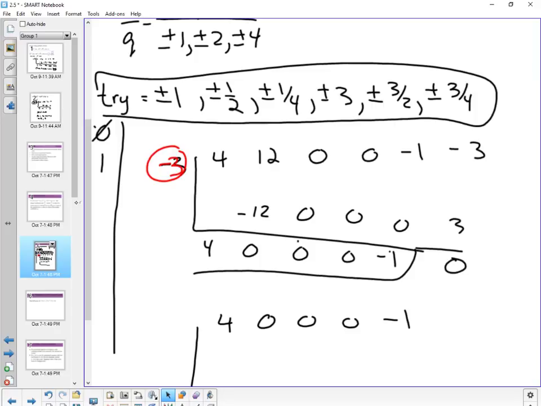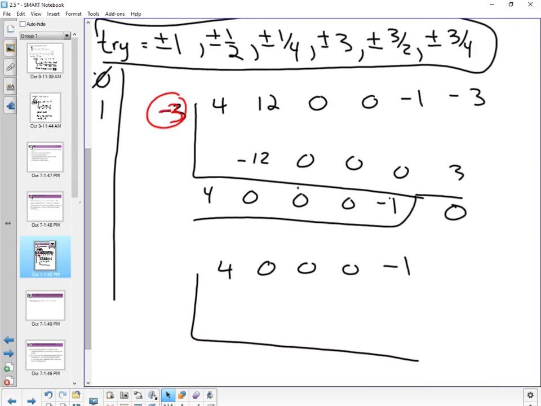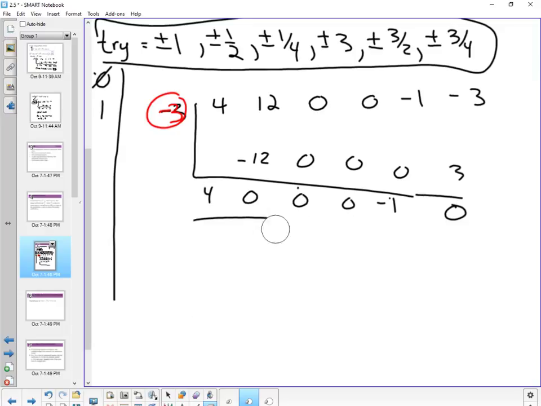You see how 4, 12, 0, 0, negative 1, negative 3. No, I don't see. One more time. Talk a little slower too. So she thinks that we're using this one down here instead. She's asking why we're using this one and not this one. Okay, so that's a good question. That's a great question, actually. Let me get rid of this for now, because that's a fantastic question.